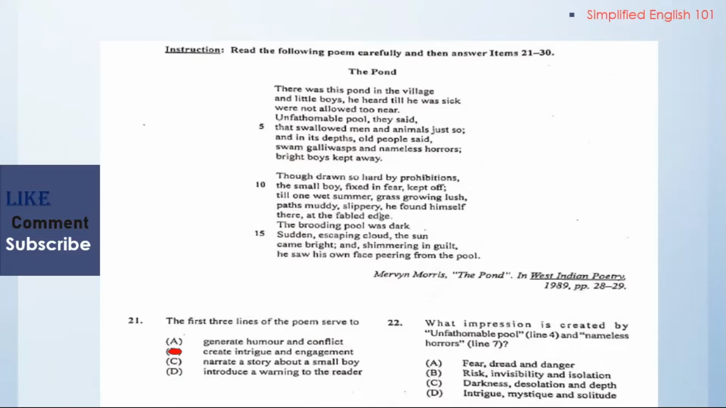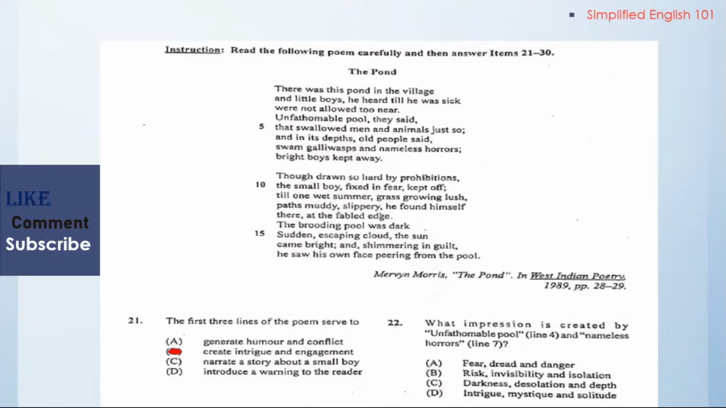Number 22 reads, what impression is created by Unfathomable Pool, line 4, and the Nameless Horrors? When we think about impression, we think about a feeling or idea. So we're looking for an answer that gives us a feeling or idea about Unfathomable Pool and the Nameless Horrors. The word unfathomable means unending pool, and nameless means unspeakable or unknown. So there are unknown horrors there, and the pool is unending. There's no bottom to it. That's what it would say.